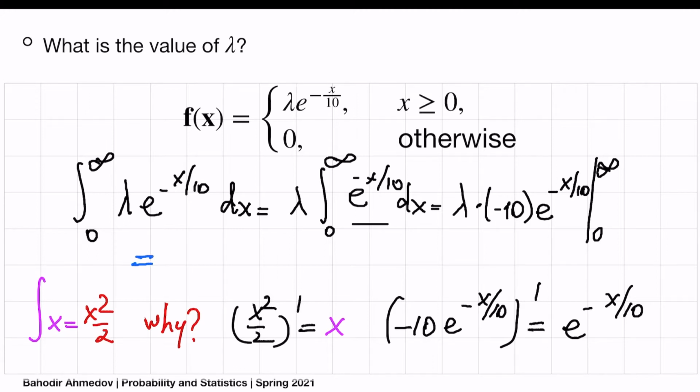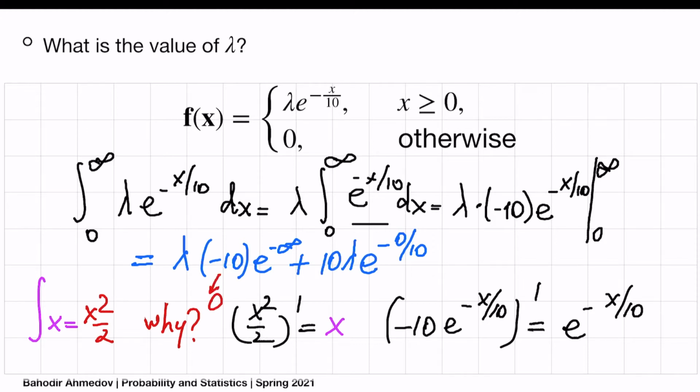I'm going to substitute the infinity. It's going to be lambda times minus 10 times e to the power of minus infinity plus 10 lambda e to the power of minus 0 over 10. So I've substituted x with infinity and 0. Please note that this first term is going to be equal to 0, right? Because when the power of e goes to minus infinity, it's going to be 0. So it is basically you're dividing 1 by a huge number. And the second term is going to be simply 10 lambda, because e to the power of 0 is 1. And all of these terms should be equal to 1. And from here, it is clear that lambda should be equal to 1 over 10.